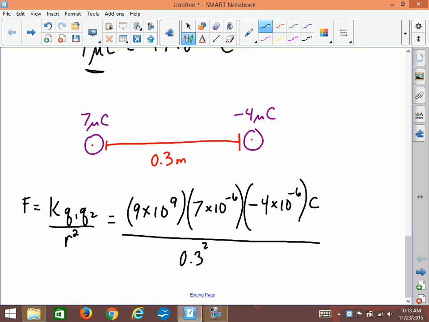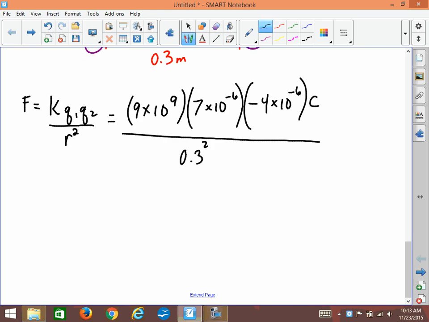So we have to carefully crunch out this number. So let's do that. And if some of you do it with me, then we'll have confirmation. 9 times 10 to the 9 times 7 times 10 to the negative 6 times 4 times 10 to the negative 6, divided by 0.3 squared, equals 2.8. And of course it will come out to a negative 2.8 because of the negative charge that we put in here. And it would be newtons. It is a force. So what does the negative mean? Well, the negative in this case simply means that the force is a force of attraction.